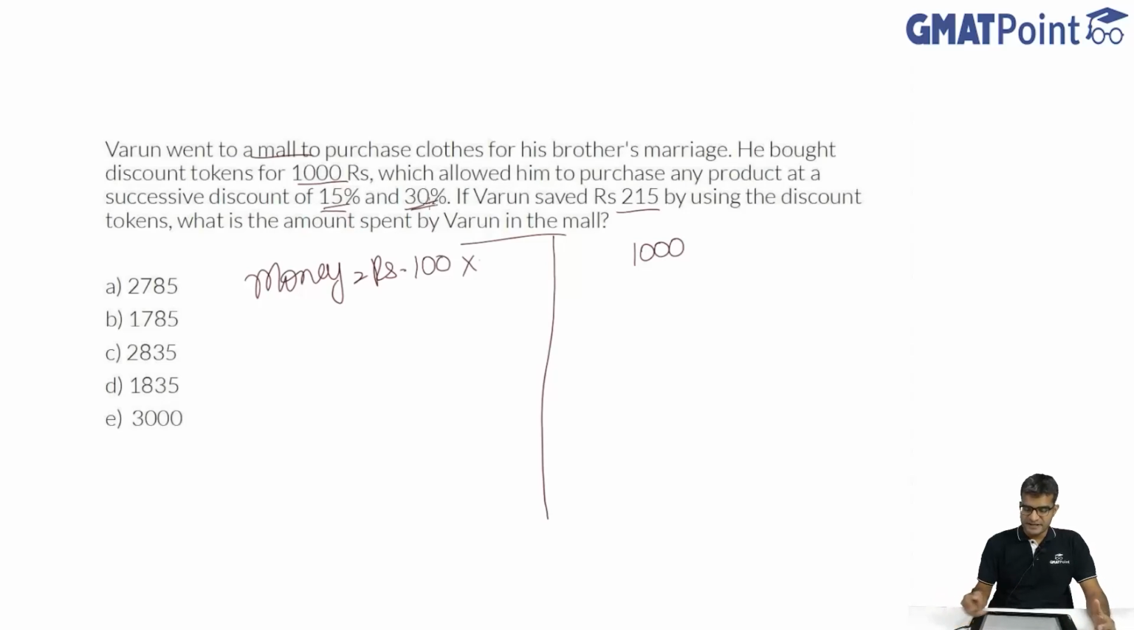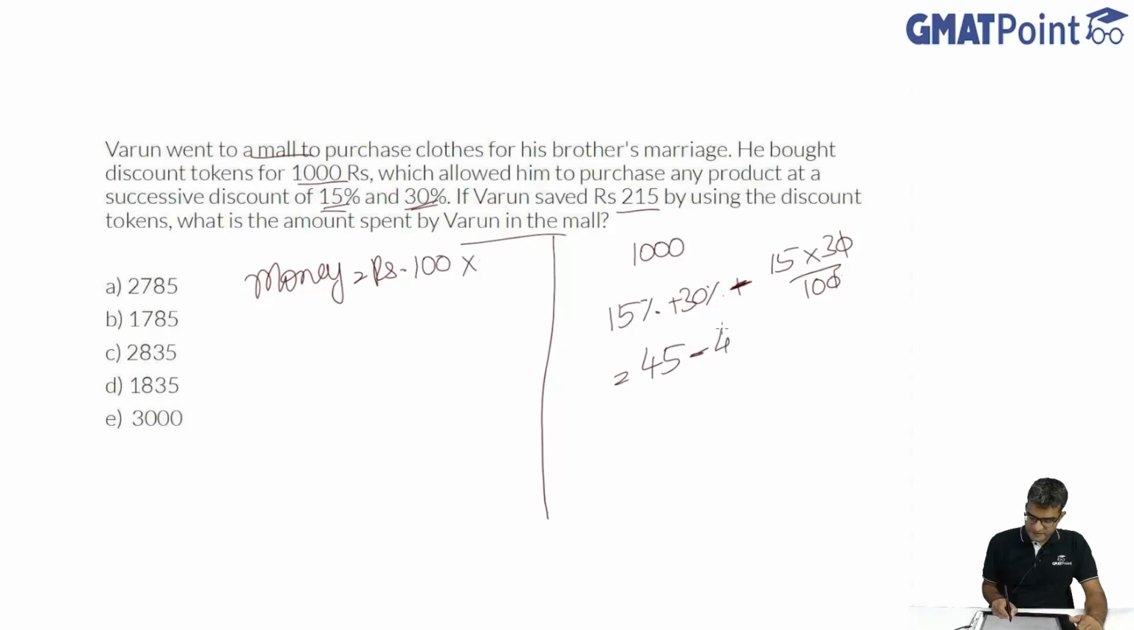that he is getting? That will be 15% plus 30% minus 15, because this is discount, into 30 divided by 100. Two successive discounts of 15% and 30% will give an actual discount of 15 plus 30 minus 15 into 30 divided by 100. This is equal to 45 minus 15 into 3 is 45 by 10, 4.5. So the discount he is getting is actually 40.5%.